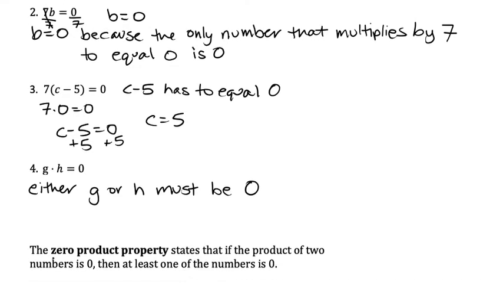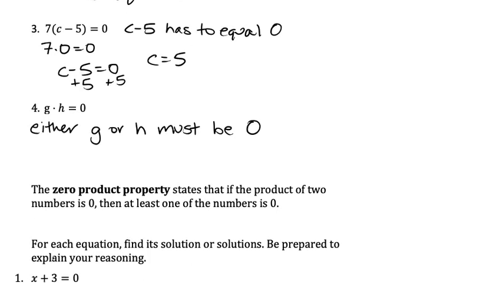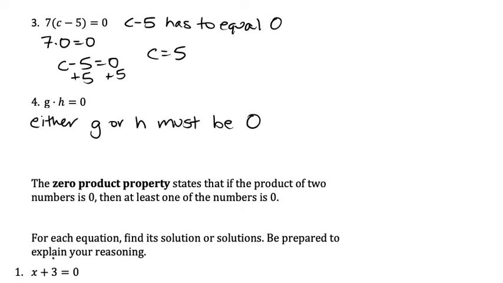And this is what the zero product property is. It says that if the product of two numbers is 0, then at least one of the numbers is 0. So either g is 0, h is 0, or they're both 0.